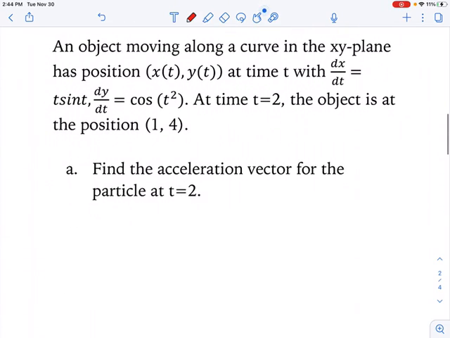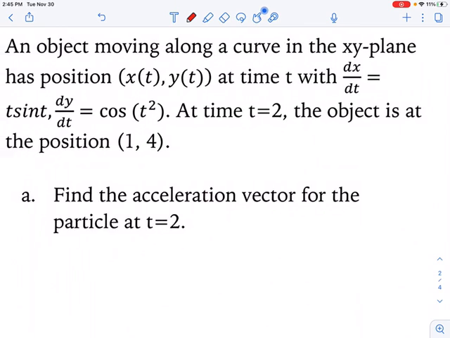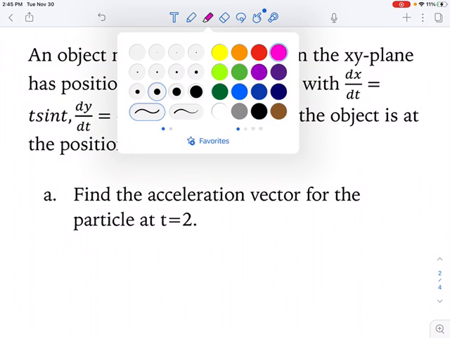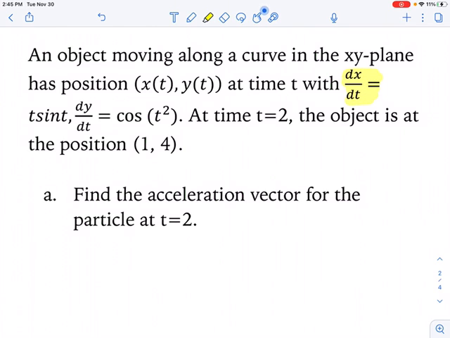Okay, so here is another one. An object is moving along a curve in the xy plane with x of t comma y of t as the position. We know that dx/dt is t sine of t. That kind of got typed funky, sorry about that. We know that dy/dt is cosine of t squared. At time t equals 2, the object is at position 1, 4.